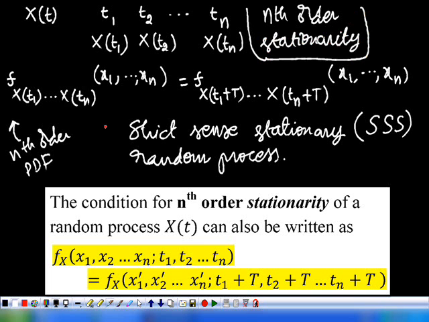So if this condition is satisfied, it is strict sense stationary. Why? Because all the statistical measures like mean, variance, covariance, correlation, autocovariance, all these are not varying with time. They are not depending on the time. Therefore, the random process is said to be a strict sense stationary random process.